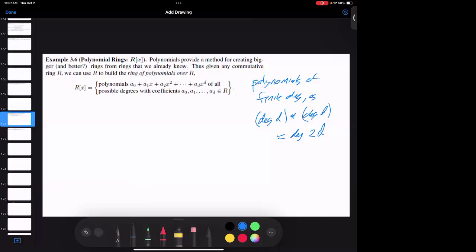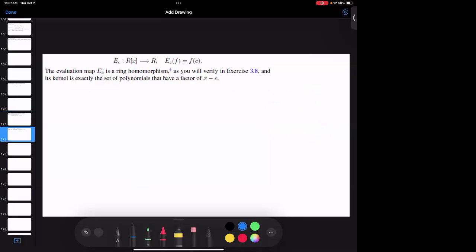Perfect. Then there's the evaluation map, which we actually talked about a little bit earlier. It's a ring homomorphism. And what it does is you take a polynomial and you evaluate the polynomial at C. And again, this is just going through and unwinding the definition. So again, you should make sure that you are comfortable doing something like that.